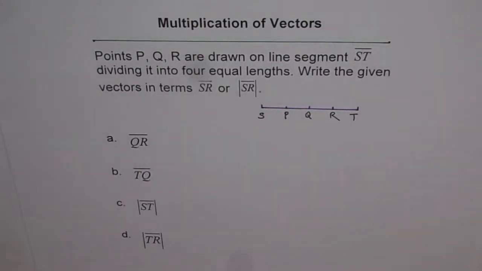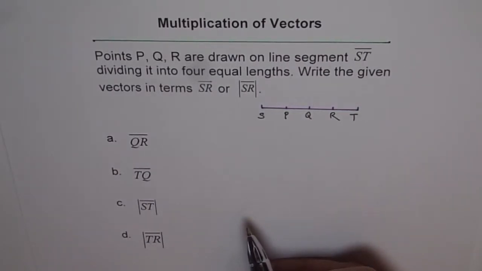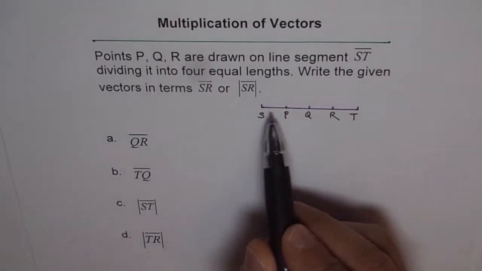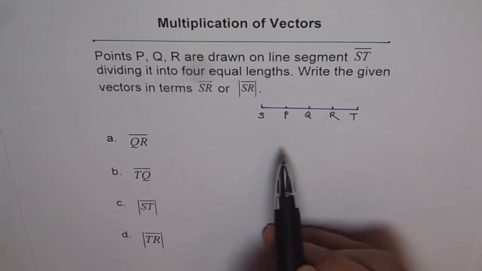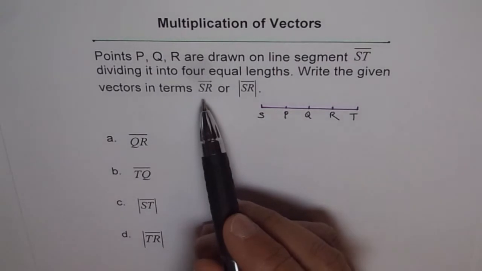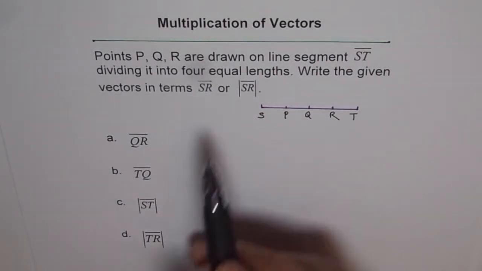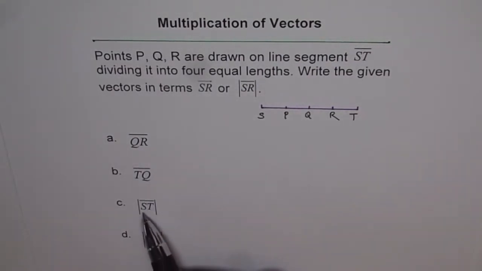Multiplication of vectors. Points P, Q, R are drawn on a line segment ST, dividing it into 4 equal lengths. Write the given vectors in terms of SR or magnitude of SR. So that's the line ST, and it's divided into 4 equal parts by P, Q, R. Here we have vector QR, vector TQ, magnitude of vector ST, and magnitude of vector TR.